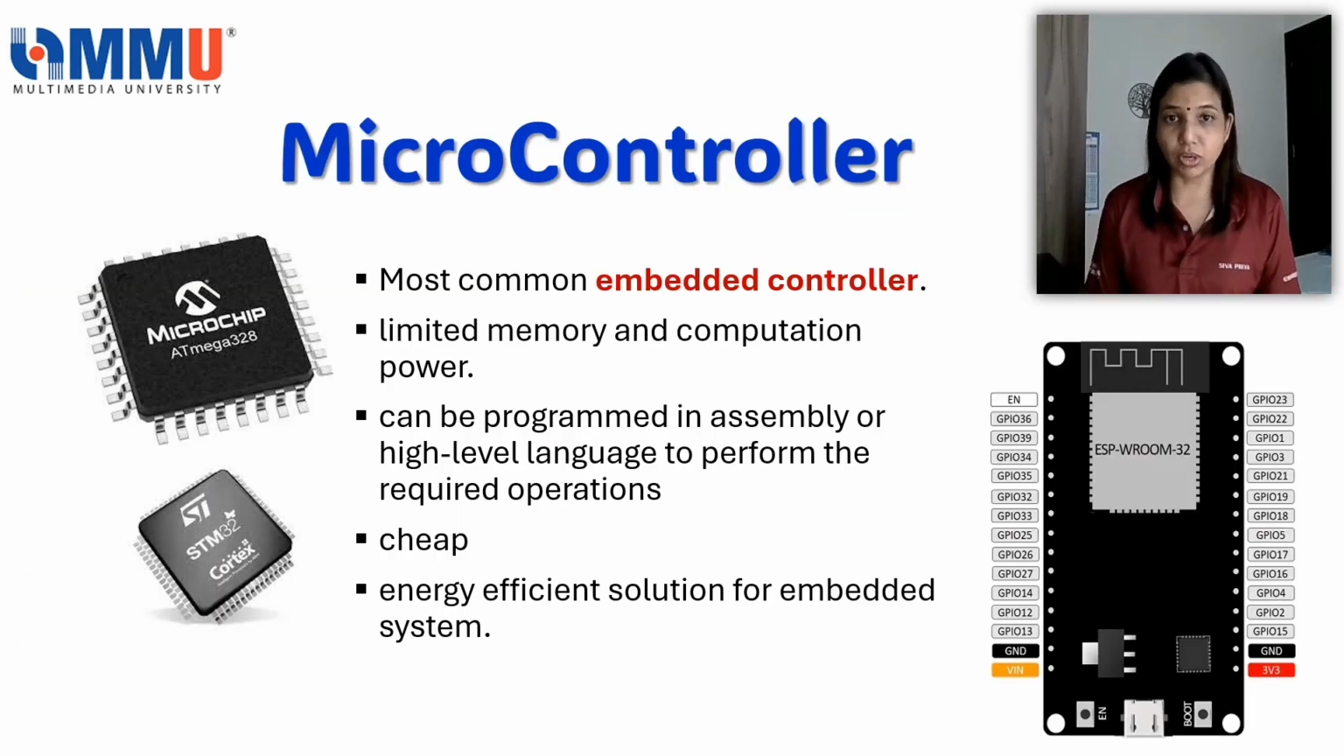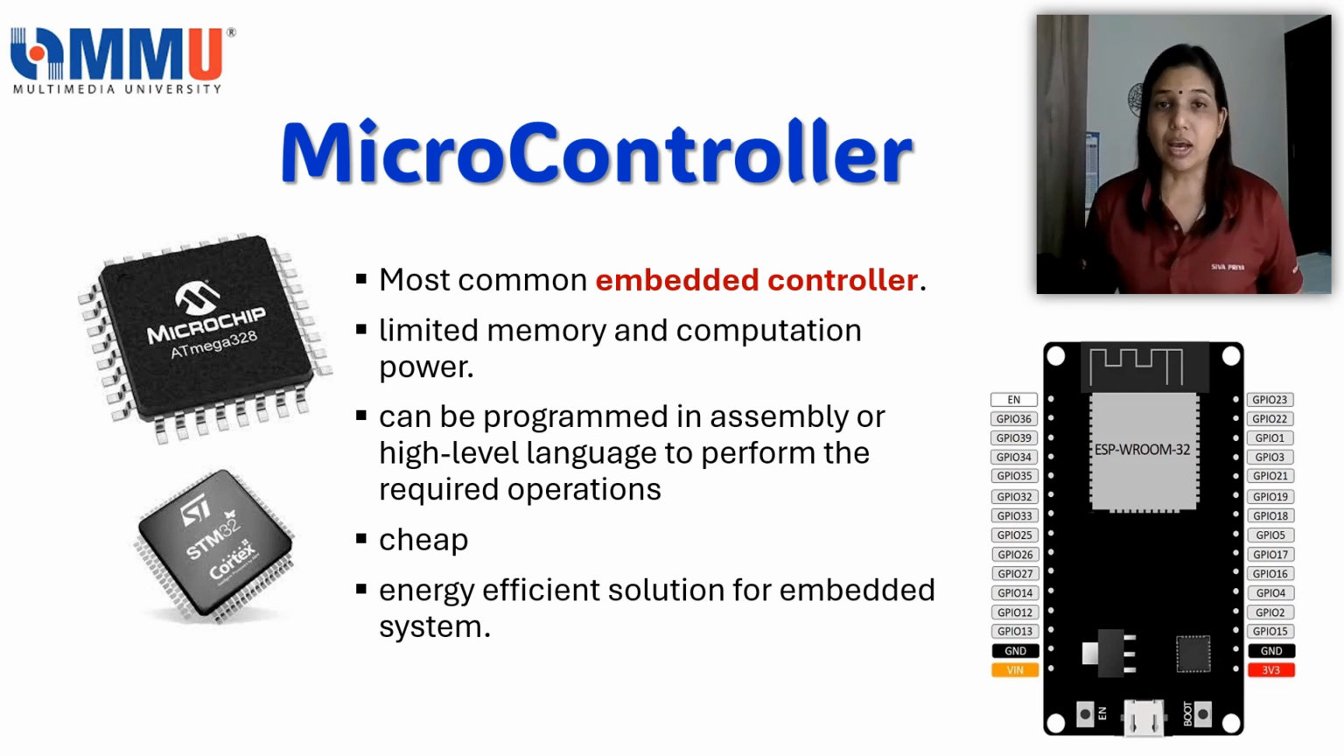The microcontroller is the brain of the IoT system. It makes decisions based on data collected by the sensor and instructs the actuator on how to react to a certain situation. Most embedded controllers have limited memory and computation power. However, they can be easily programmed using assembly language and are cheap. They are also energy efficient. Examples of the microcontroller are the Arduino and the ESP32.